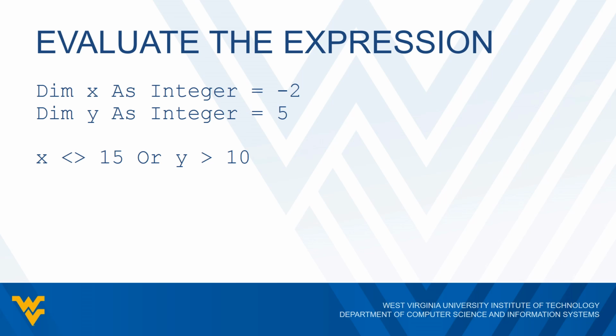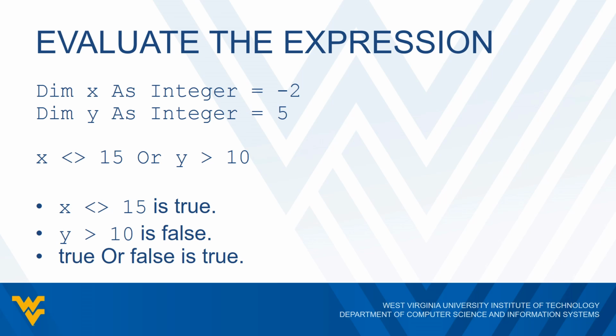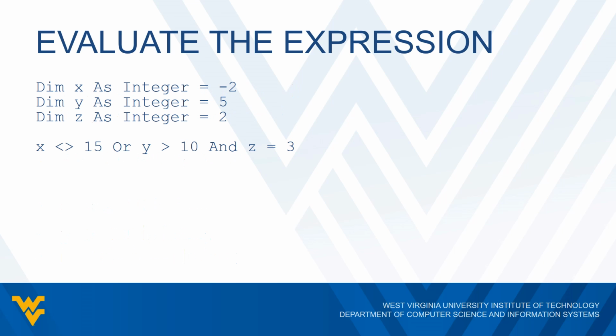We first evaluate x not equal to 15, and well, x is -2, which is not 15. Therefore, x not equal to 15 is true. So then we can take a look at y greater than 10. Well, 5 is not greater than 10, therefore y greater than 10 is false. This means we have true or false, so the result is going to be true.